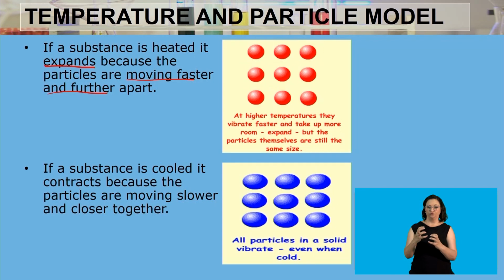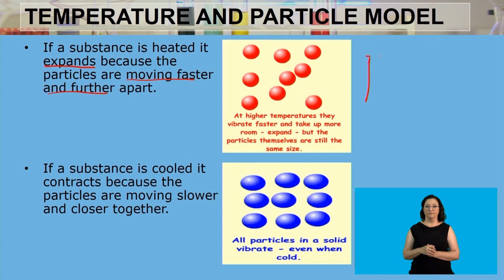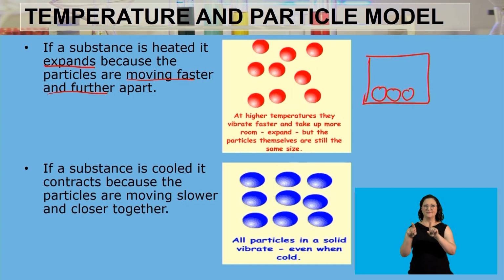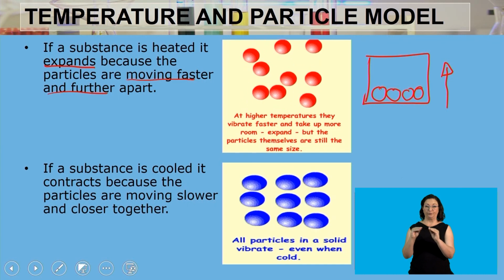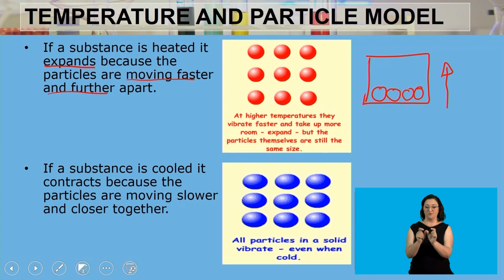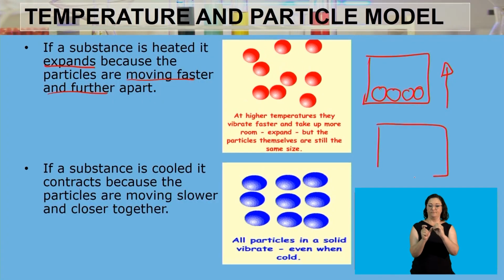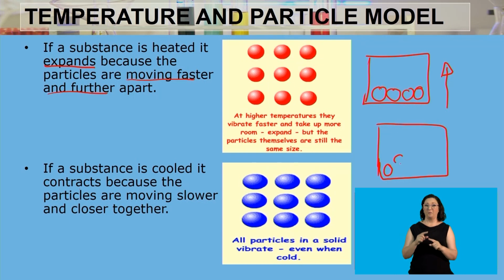Now, what happens if we are cooling the substance, or decreasing the temperature? If a substance is cooled, it contracts because the particles are moving slower and closer together. What does this mean in context? When we have particles inside a certain container and we increase the temperature of that matter, the particles are going to be moving faster and faster, and when they move faster, they move away from each other. Once they move away from each other, they will appear to be larger. However, the only thing that increases is the space between the particles. The particles do not increase in size, they just move away from each other.